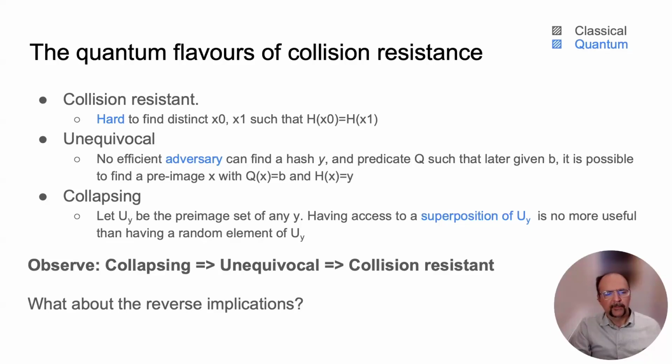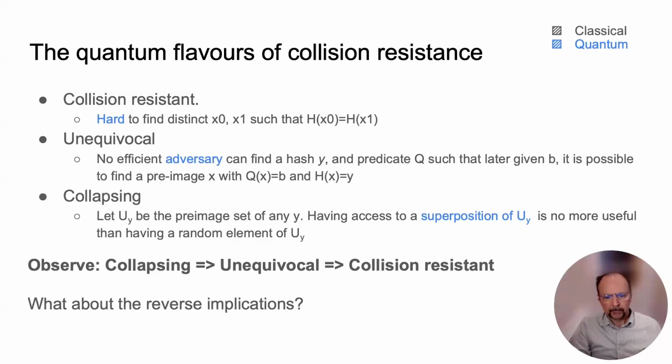Finally, a strengthening of that would be what you might call collapsing. So if you consider Uy to be the preimage set of the target value y, having access to a superposition inside, let's say, that set should be no more useful than having a random element of Uy.